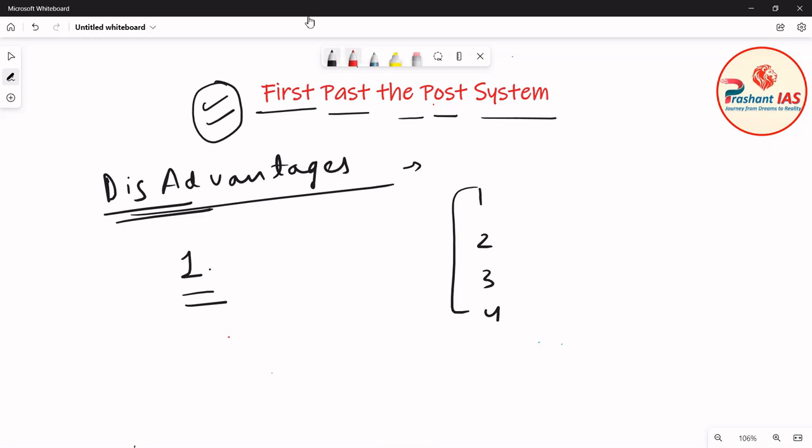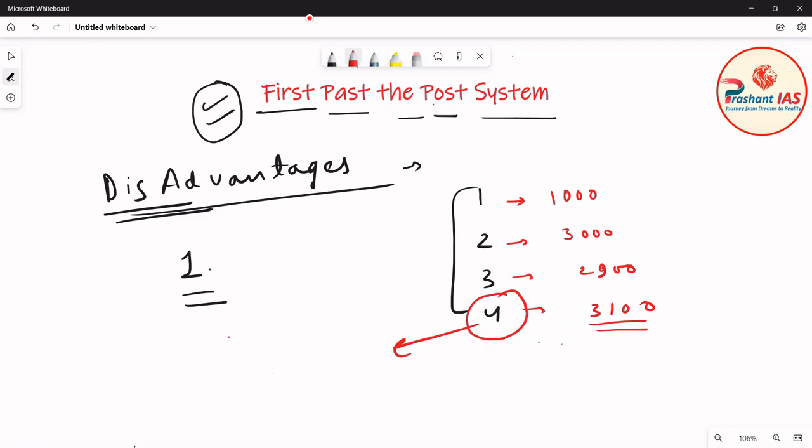Now what happened was that Candidate 1 got, sorry, 1000 votes. The second candidate got 3000 votes. The third candidate got 2900 votes. And the fourth candidate got 3100 votes. So this happened in our example. Now, who was the winner? Candidate 4 was the winner. And how many votes did he get? He got 3100 votes.